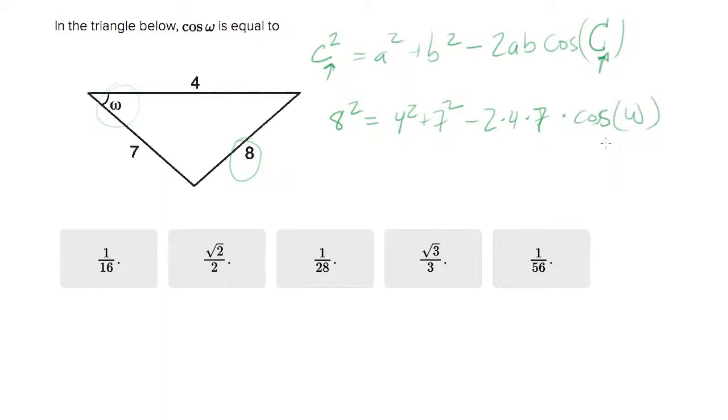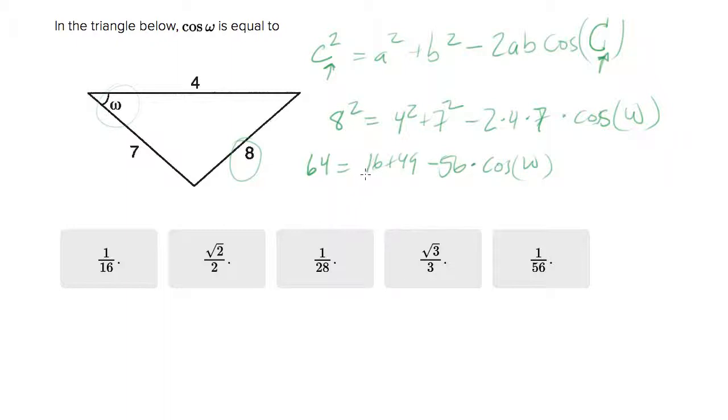Now they want you to solve for cos omega, so we're right in line to do that. So 8 squared is what? 64 equals 16 plus 49 minus 4 times 7 is 28 times 2 is 56 times cos omega.